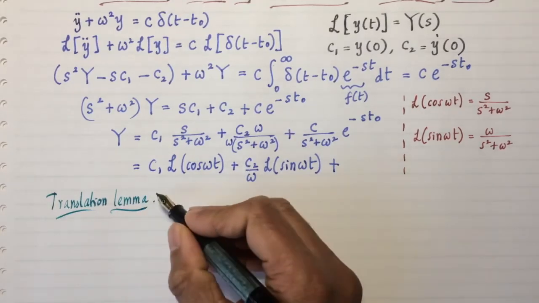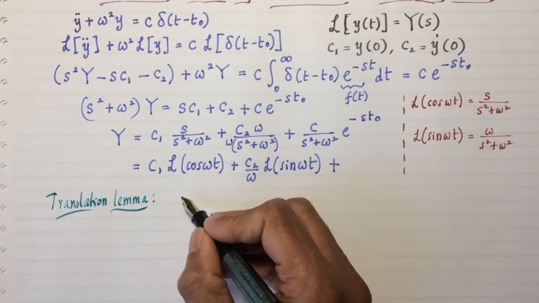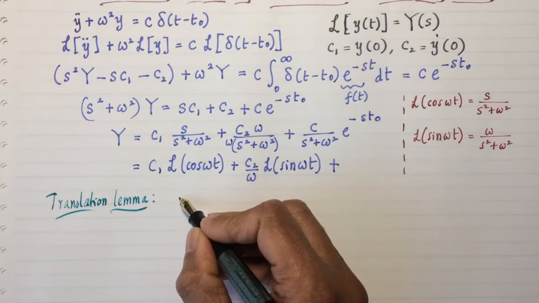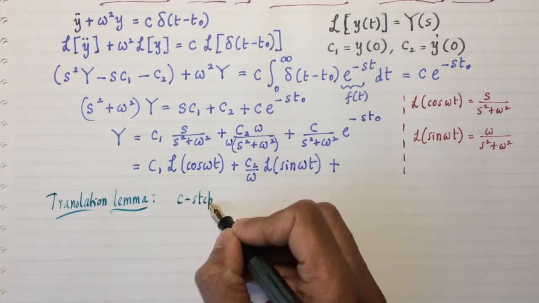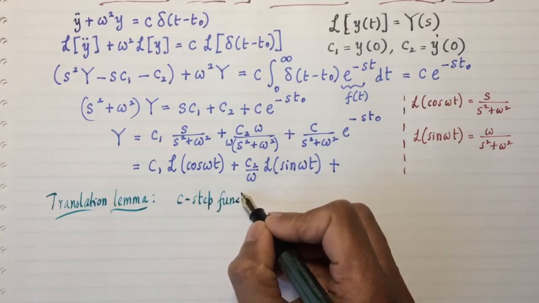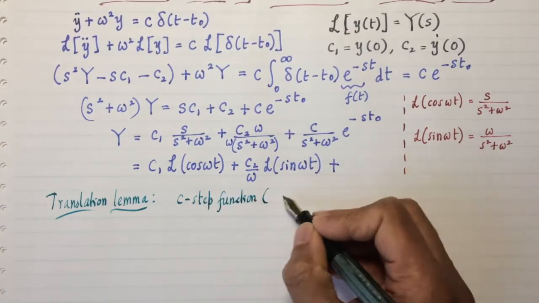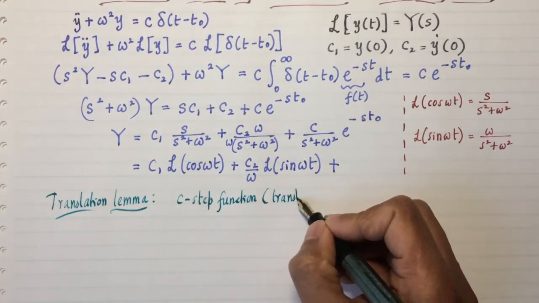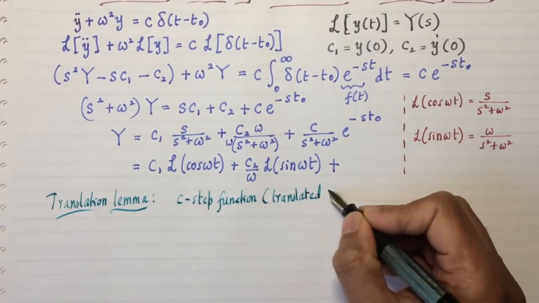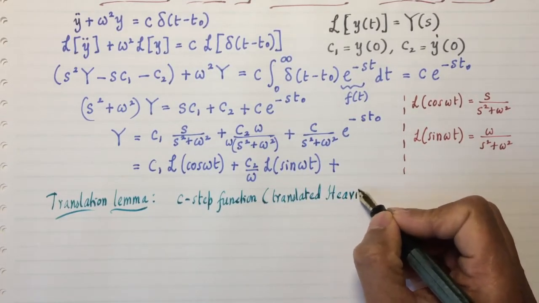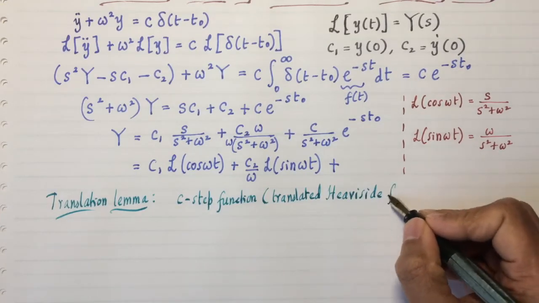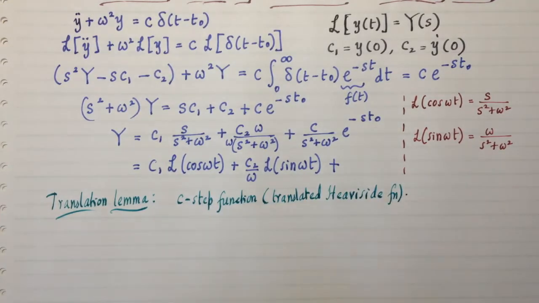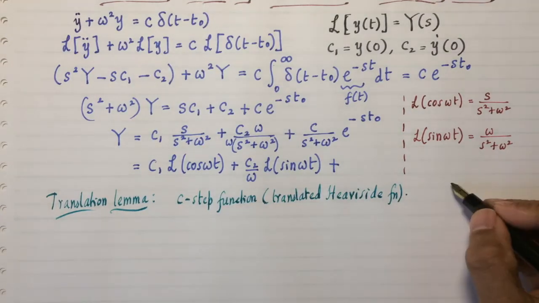To state the translation lemma, let's first talk about a function that's like the Oliver-Heaviside function but at a different value. That is sometimes called a c-step function. So the c-step function is just the translated Heaviside function. I introduced the Heaviside function in the previous video. You translate the Heaviside function by the argument c.